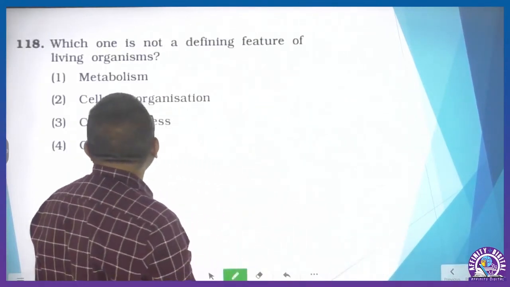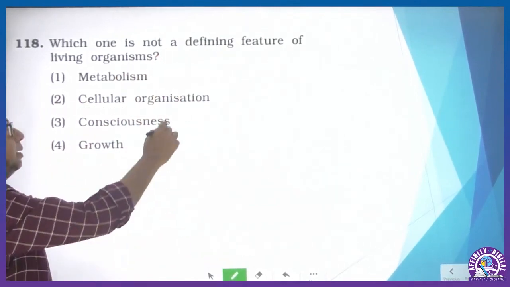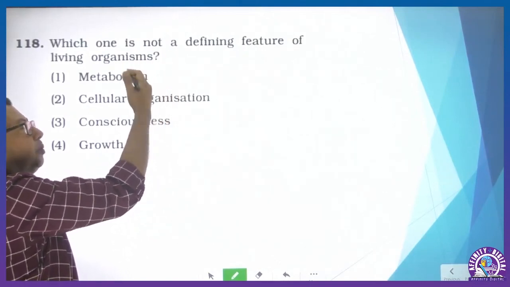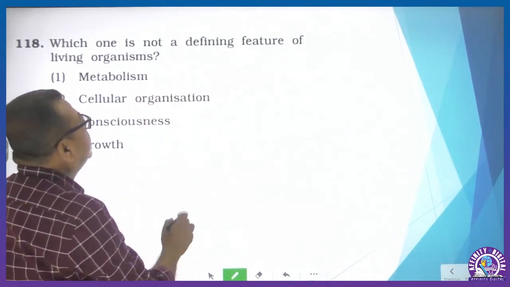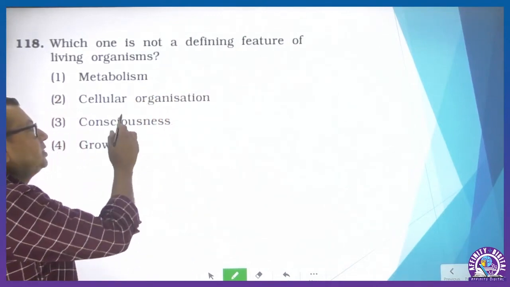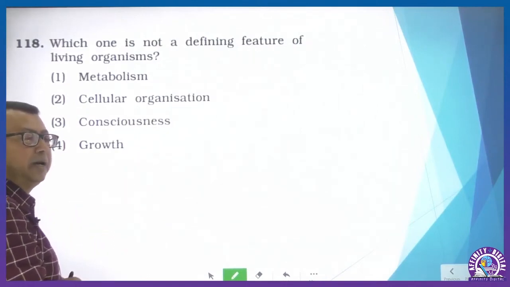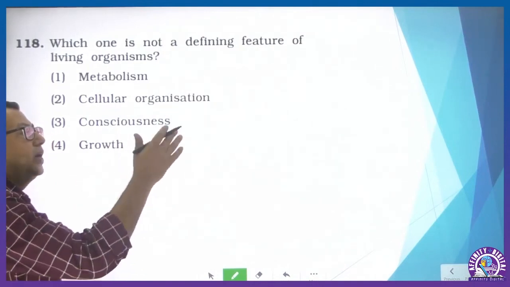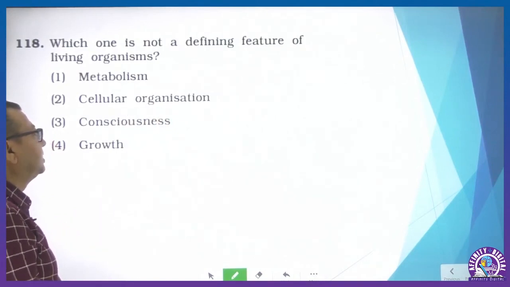Next question, which one is not a defining feature of living organisms? Metabolism is found in all living organisms. That means when you talk about metabolism, it defines all living organisms. So this is a defining feature of living organisms. Cellular organization, all living organisms are composed of cells, as you know. That means cellular organization defines all living organisms because all living organisms are composed of cells and products of cells.